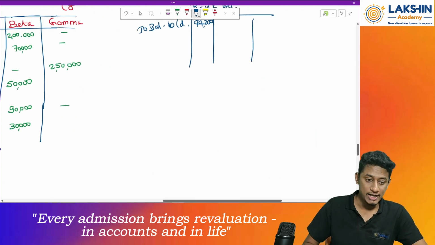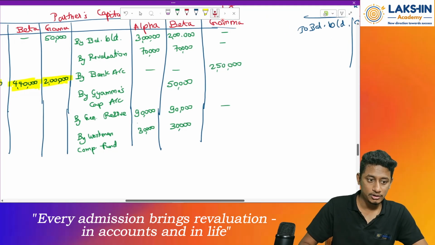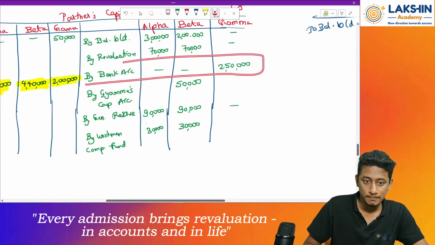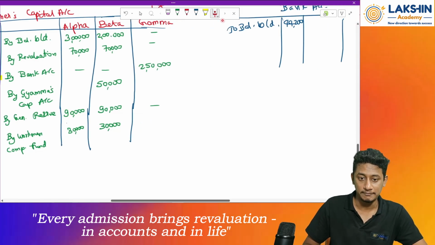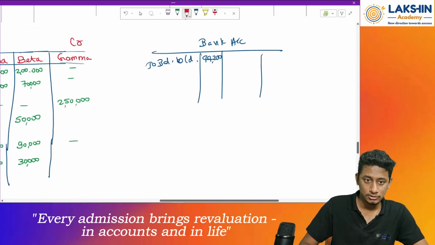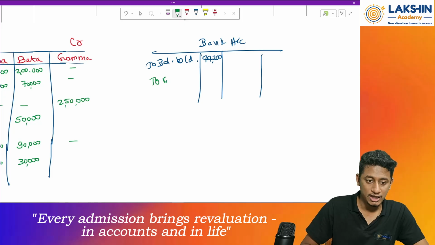Remember, one debit was there. What? The amount brought in by the new partner towards capital. Rupees 2,50,000. So, to whose capital? Gamma's capital account. Rupees how much? 2,50,000 rupees. Okay, so now write down the closing balance.